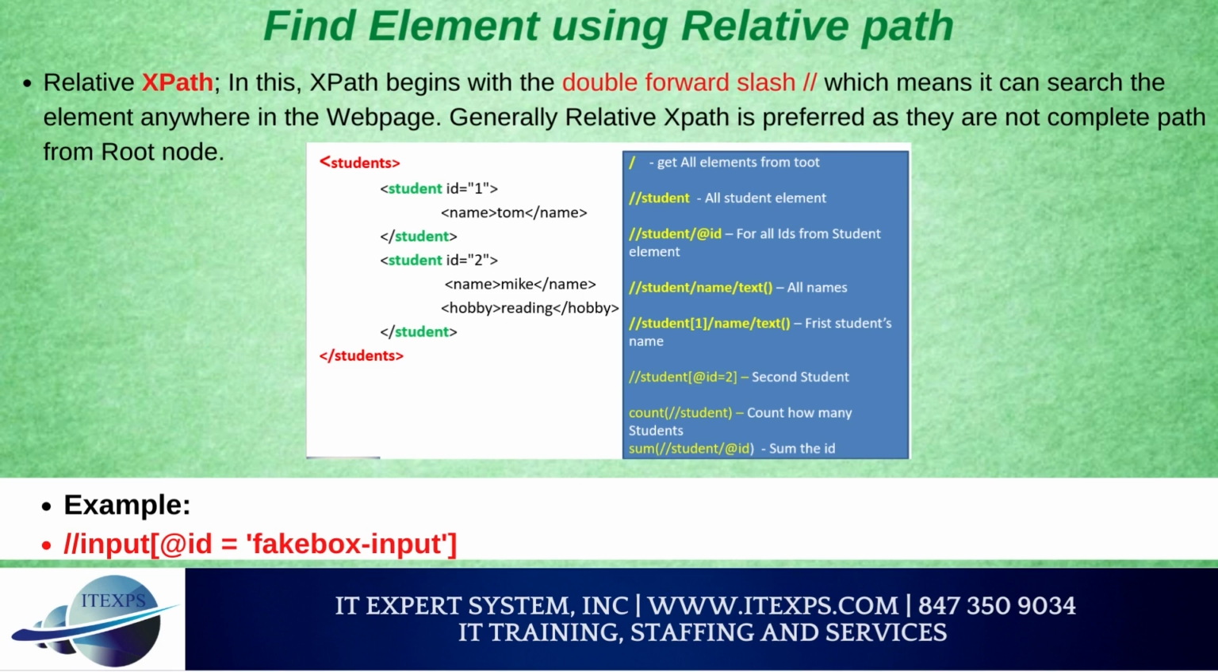Find element using relative XPath. Relative XPath begins with a double slash, which means it can search the element anywhere in the web page. Generally, relative XPath is preferred as it is not a complete path from the root node. Here is an example.